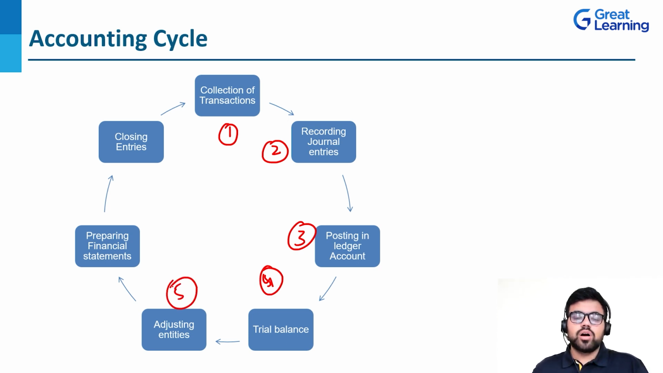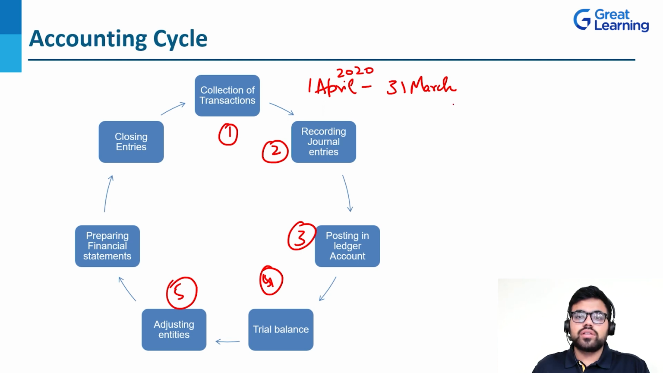Now, let me explain you how it is with an example. In India, the financial year is considered to be from 1st April to 31st of March. 1st April of, let's say, 2020, 31st March of 2021. Now, there can be some situations in which some of the payments are done in between of these accounting cycles. So, for example, one of the purchases is done on 30th of March, right?